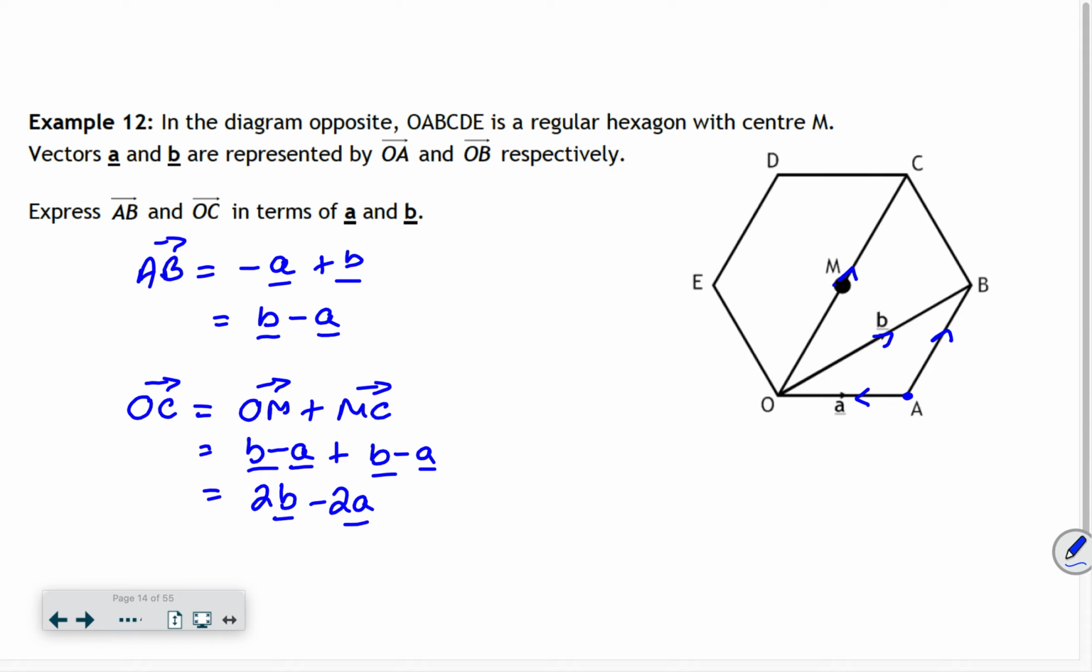And that should make sense, because if this journey here from A to B is just vector B minus A, the journey to go from O to C is just that first journey from A to B, and then repeat that same journey from A to B again. So it's 2 times it, so it's just going to be 2B minus 2A.